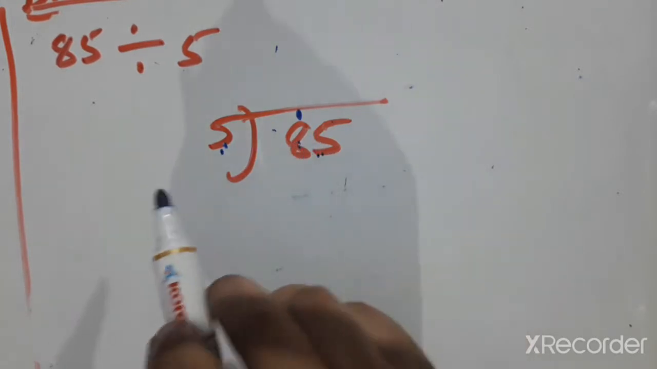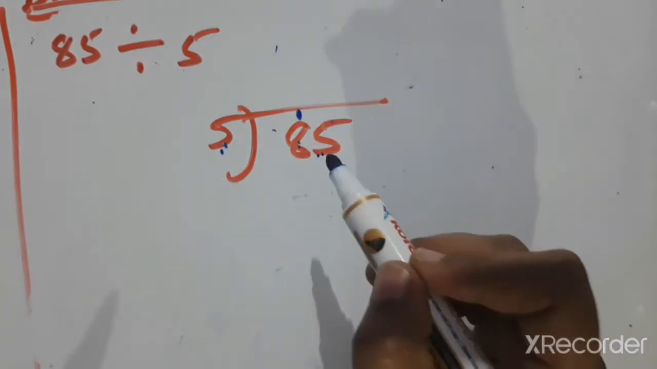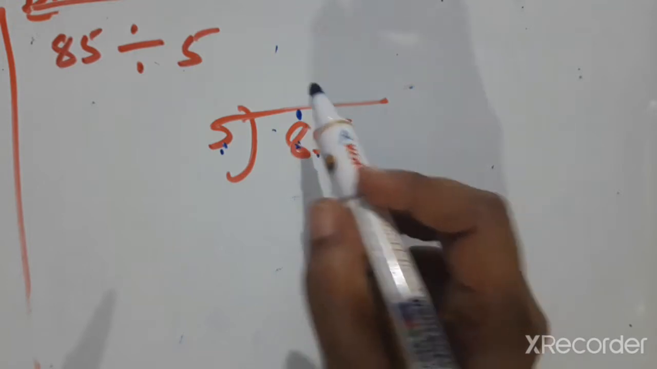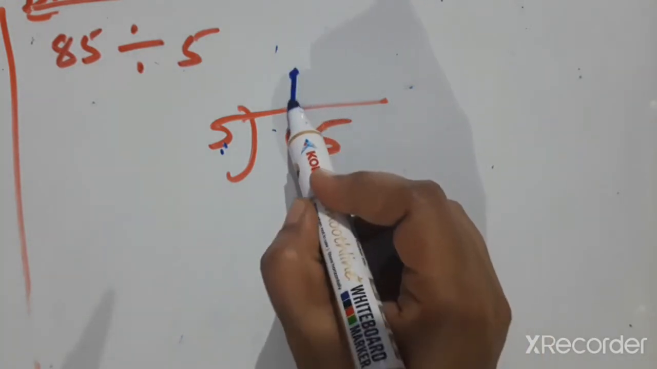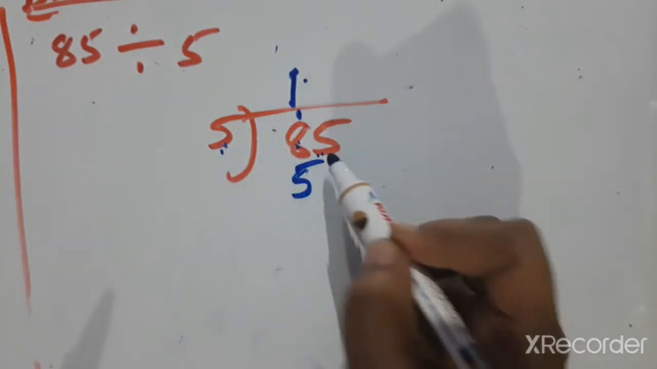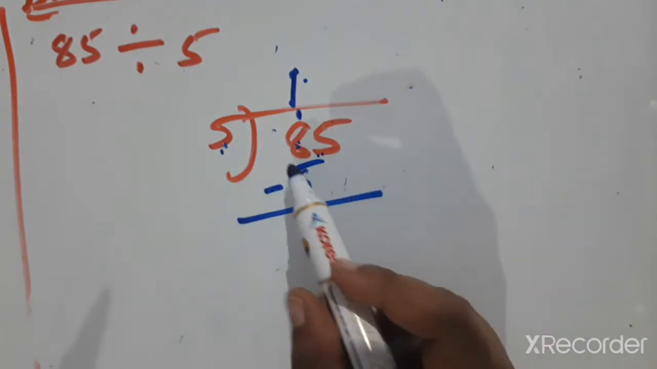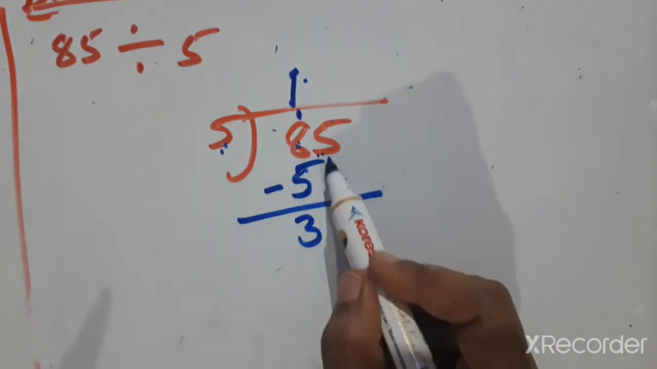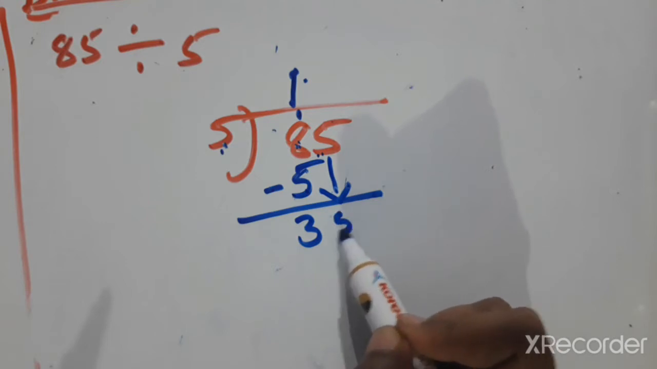5 how much are nearer to 8? 5 ones are 5, 5 twos are 10. 10 is greater than this. We want exact or nearer one. So 5 ones are 5. Now we have to subtract here: 8 minus 5 is 3. Bring this one number down.